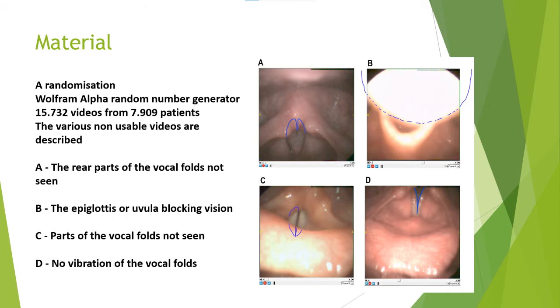Picture A is an example of the rear parts of the vocal folds not being visible. B shows the epiglottis and uvula blocking the vision. C is a picture where several parts of the vocal folds are not seen. D shows a picture with no vibration of the vocal folds.